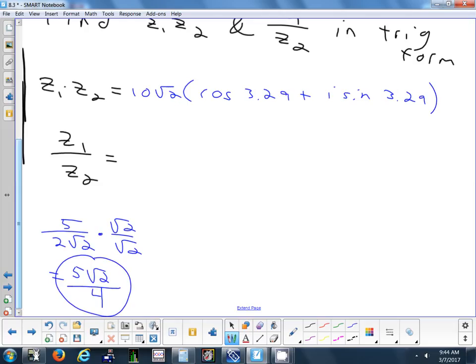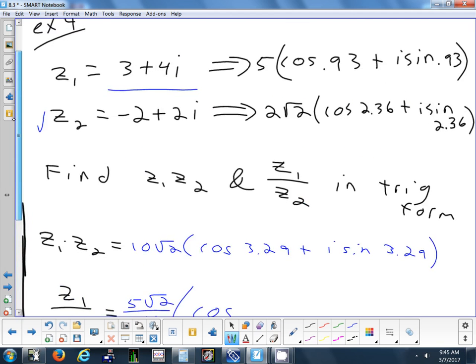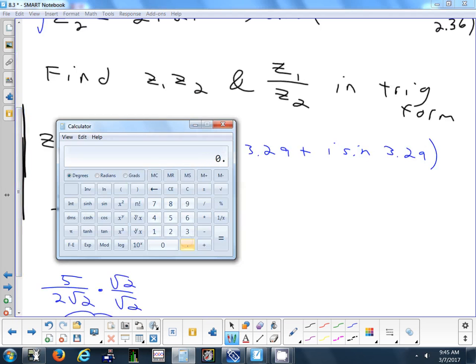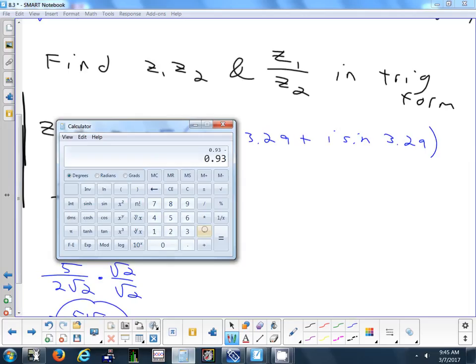Okay? So that's what you get when you divide. 5 square root 2 over 4, and what do I do with my angles? Subtract. 0.93 minus 2.36, negative 1.43.